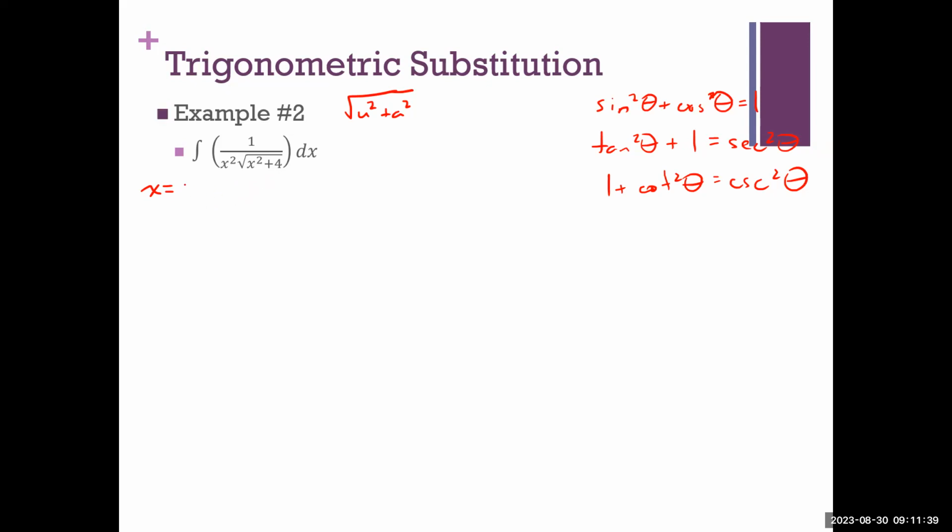So what if instead of tangent theta, we make it 2 tangent theta? How do we choose 2? Where did that number come from? Square root of 4. So now what's going to happen to this? If I use this substitution, first of all, if 2 tangent theta is x, what is dx? Okay. So based on that x, I believe that is what dx has to be. If we follow this kind of translation, what does our integral become?